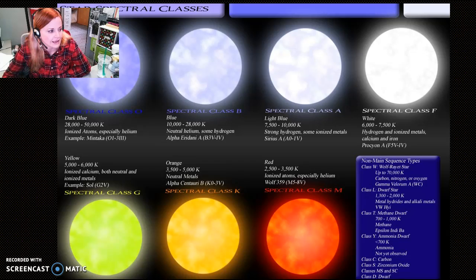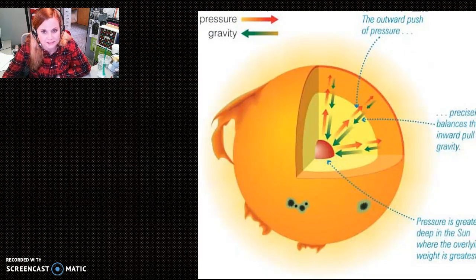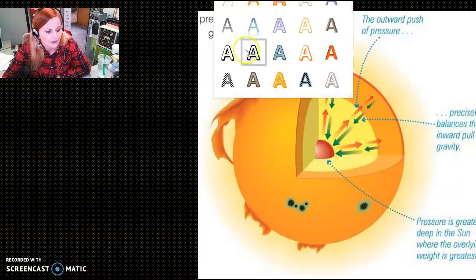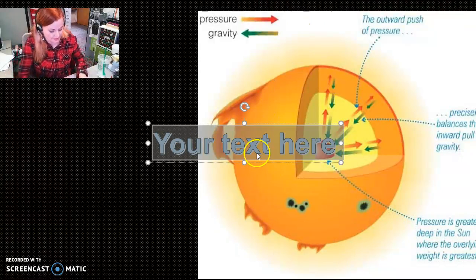And let's look at exactly why this is occurring. I did talk to you about this in the previous podcasts as well. But there's a special type of state that a star is in, and it is called hydrostatic equilibrium. And I'm going to type that here for you.